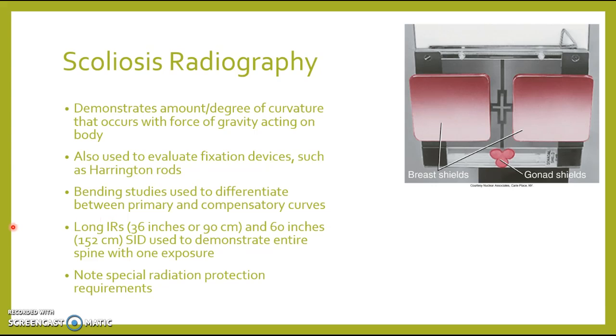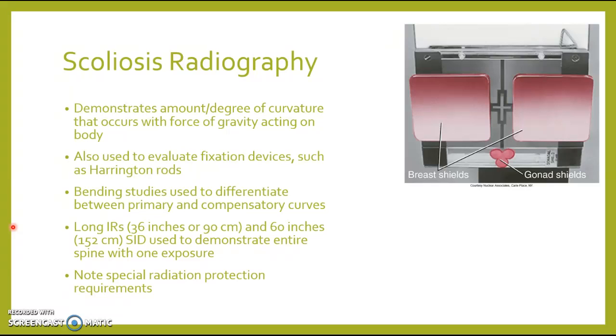So considerations for a radiograph: we're going to look at the degree of curvature with the force of gravity, so the patient must be standing. We will evaluate any surgical implants that are placed in the spine. Bending studies may be used to distinguish the primary curvature as well as the curvature of the spine and its movement with surgical devices.